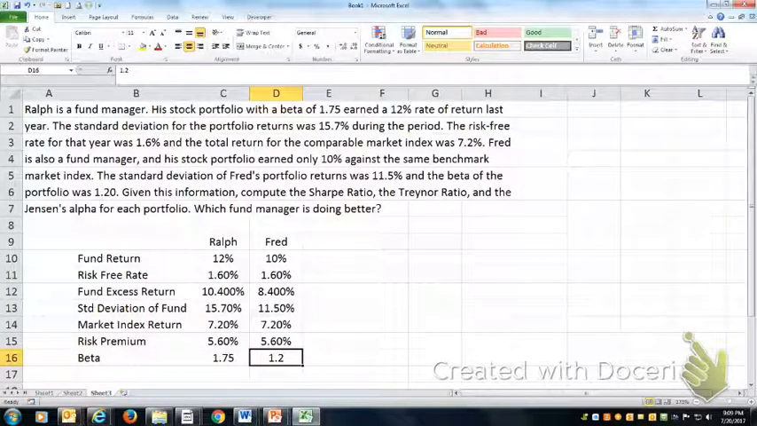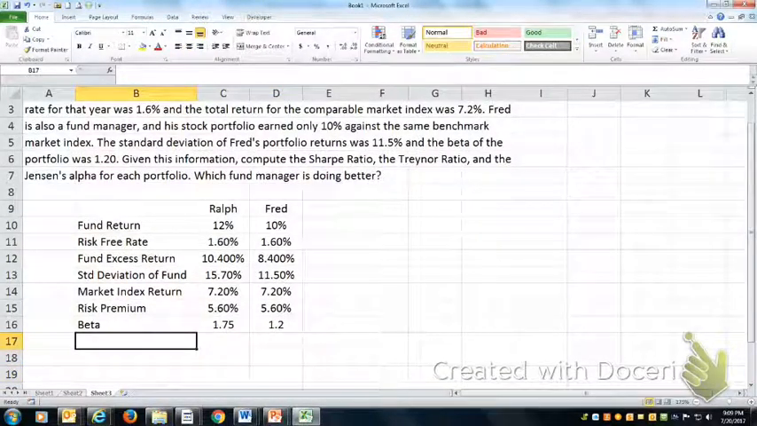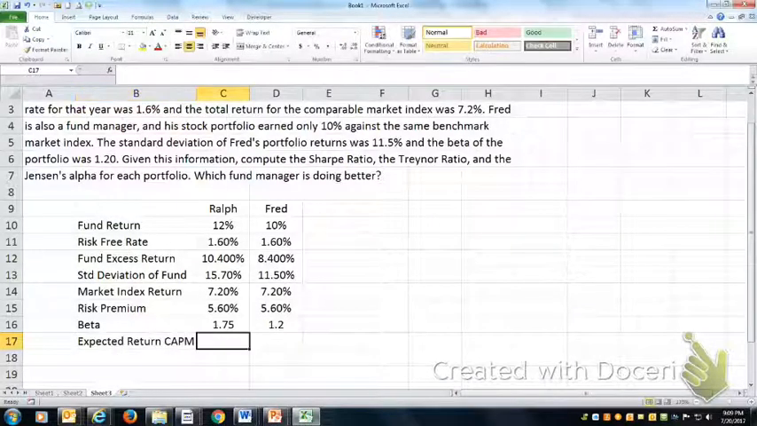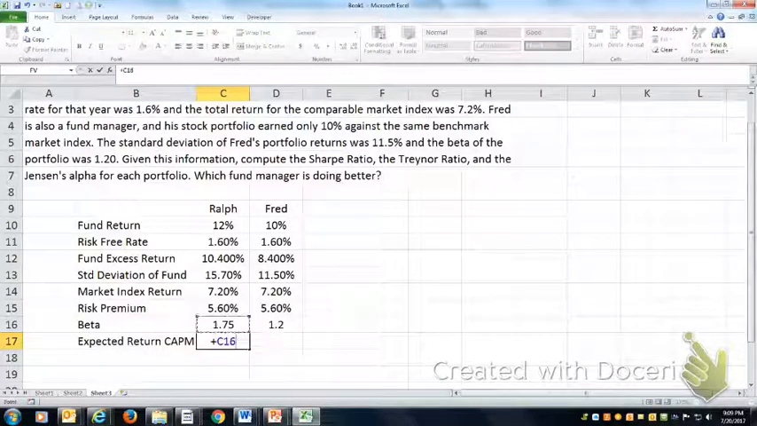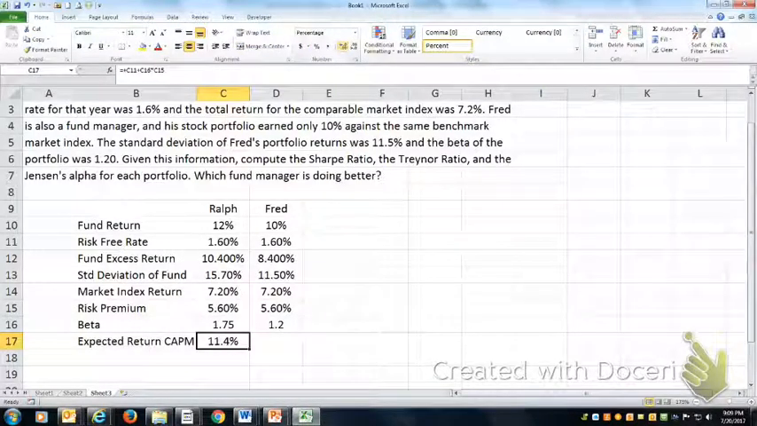All right, so now that I have all that information, I can calculate the expected return under CAPM, the capital asset pricing model. That would be the risk-free rate plus the beta times the market risk premium. So normally we would have expected an 11.4% return for Ralph if he simply matched the market, and an 8.32% for Fred if he simply matched his market index.